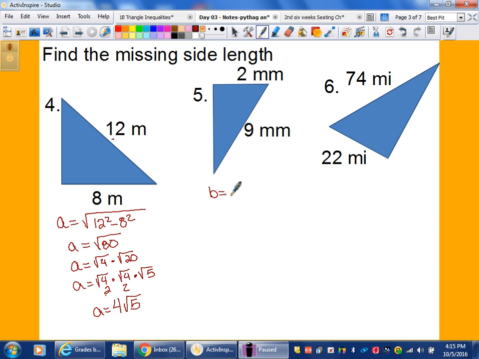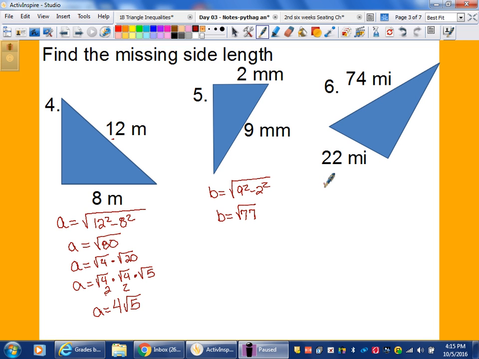Well, let's say we're looking for B this time. Doesn't matter if you use A or B on these. So 9 squared minus 2 squared. That'd be 81 minus 4, which gives you square root of 77. There are no perfect squares that go evenly into 77, so that one is now done.